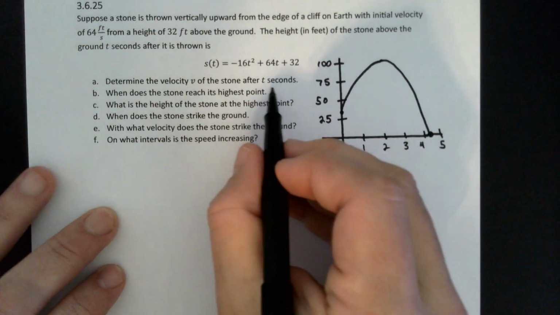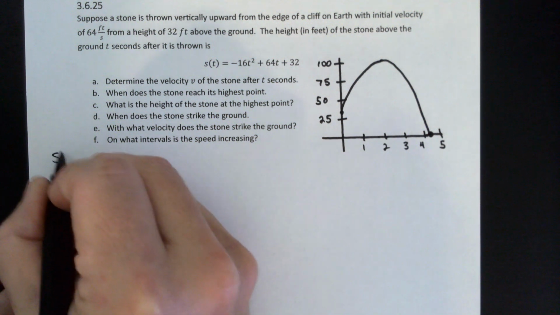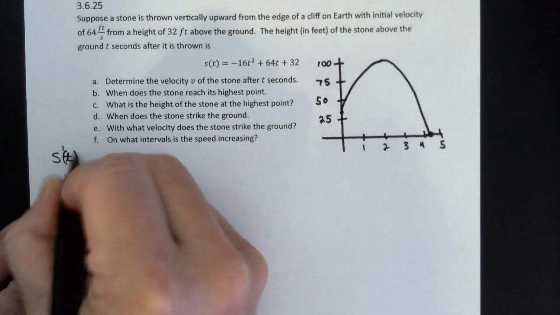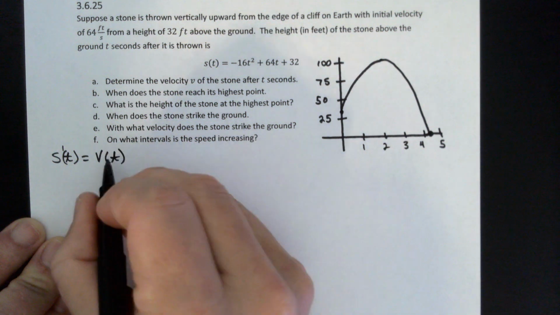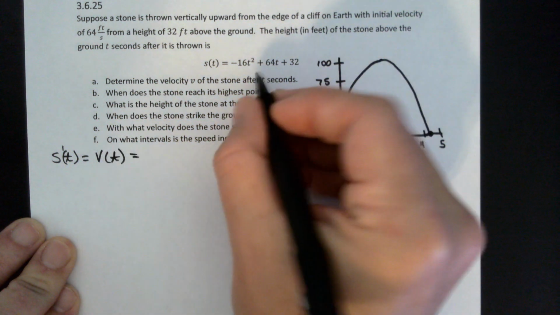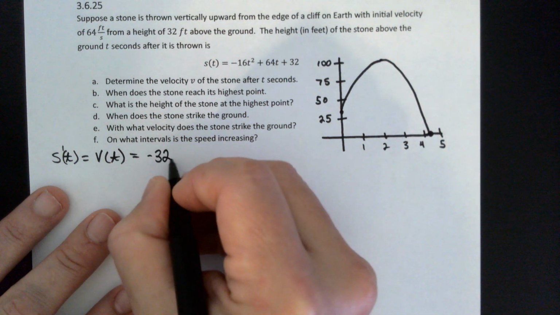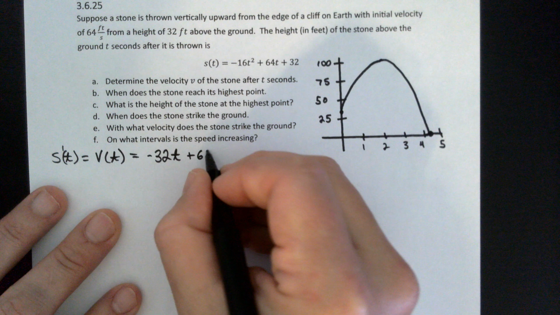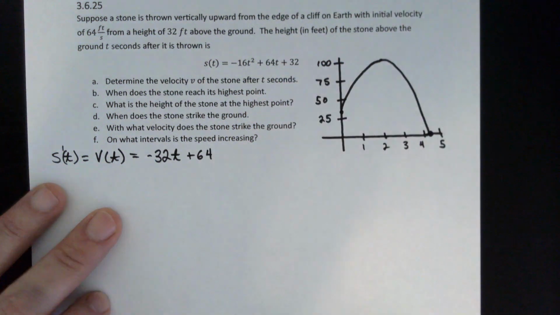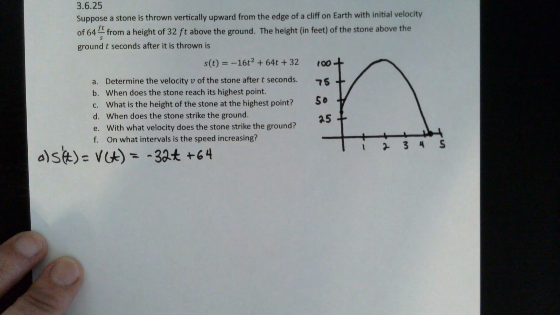Okay, determine the velocity v of the stone after t seconds. So velocity is the derivative of the position function. So it's going to be v of t. Okay, so we take the derivative of this. We bring down the 2, make it negative 32t. The derivative of this is just 64. The derivative of 32 goes away, so that is the derivative of that function, which is the velocity.